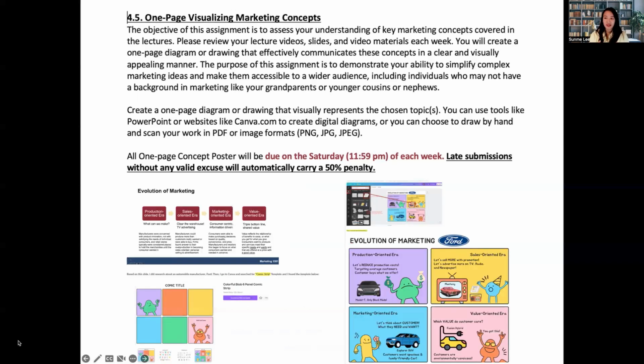So the example is like this. This is one of the slides from my lecture slides. With this one-page concept, you can choose one of the templates that you might like.